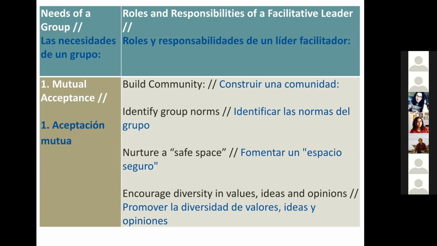Any other examples that people have seen in nurturing a safe space or encouraging diversity? I have something to add. This is Lisa. Yeah.